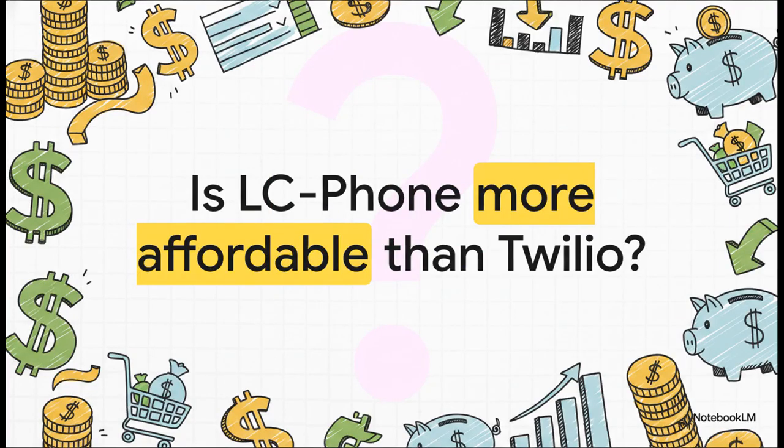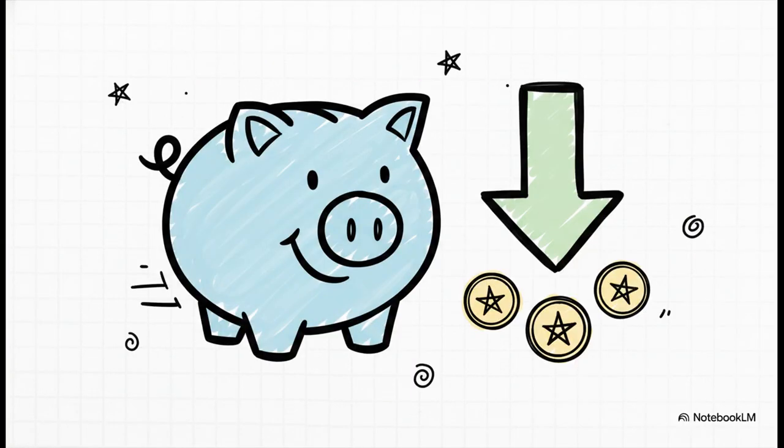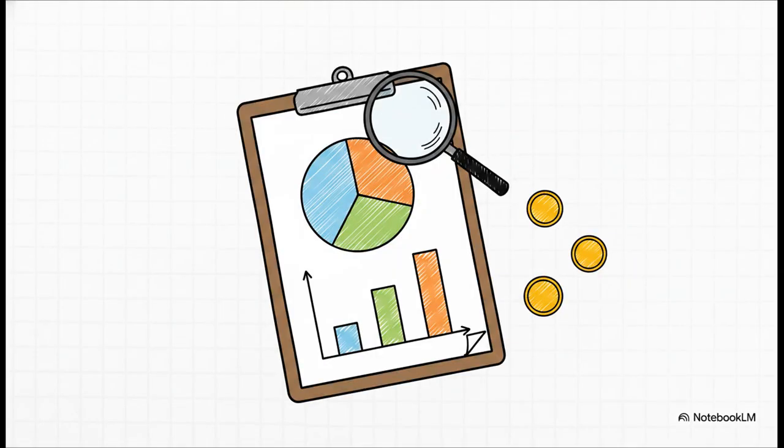So, is it actually cheaper? Let's see how this built-in system lowers your costs versus third-party tools. Absolutely. Native integration and internal billing efficiencies mean LC Phone delivers a way lower overall communication cost. Plus, centralized billing helps your agency instantly track and control those monthly communication expenses.